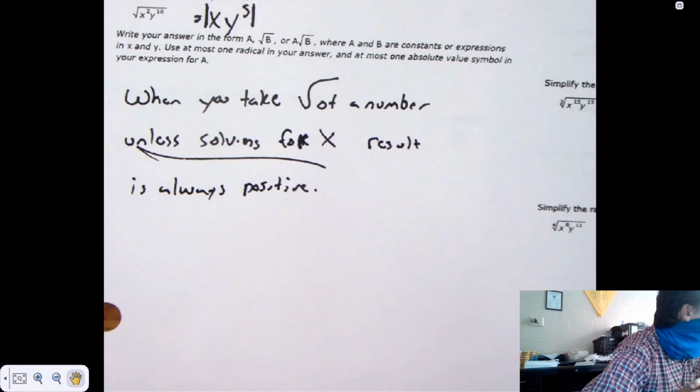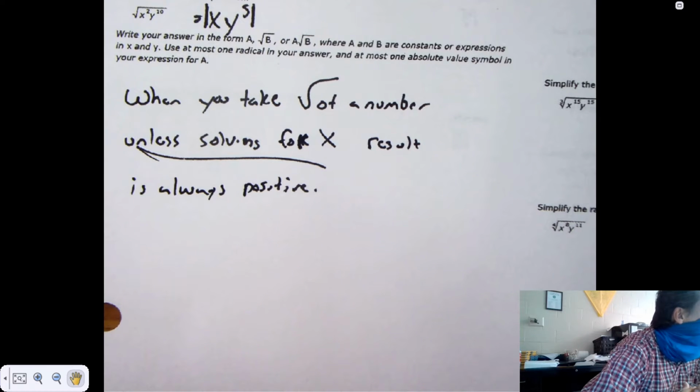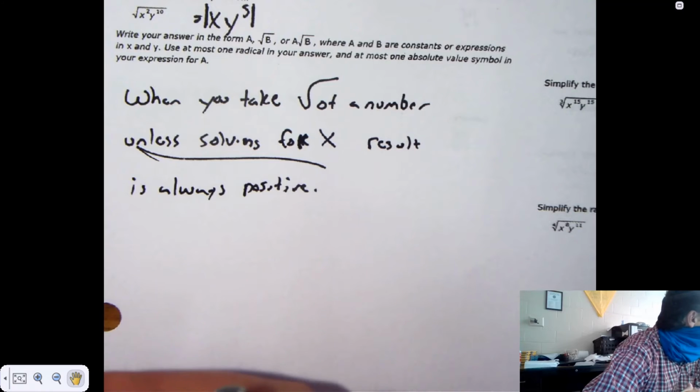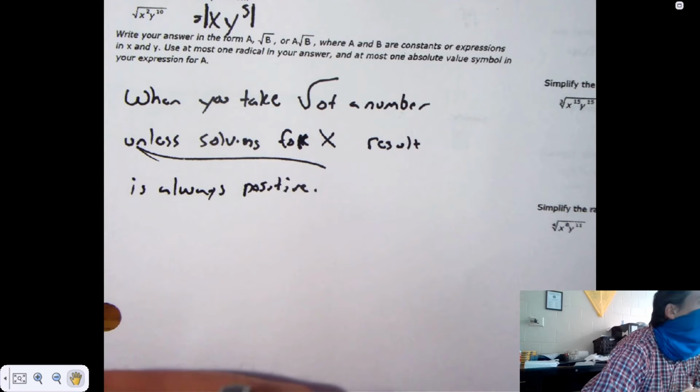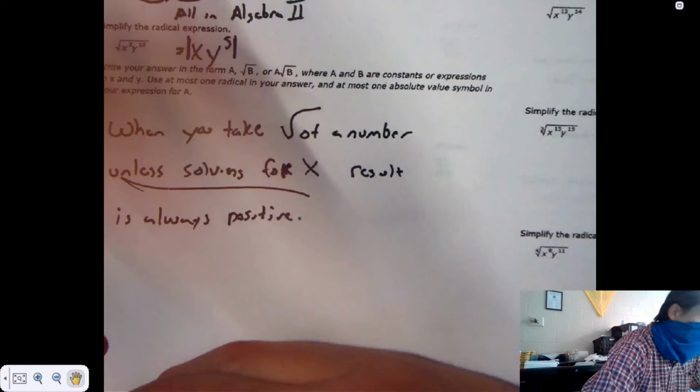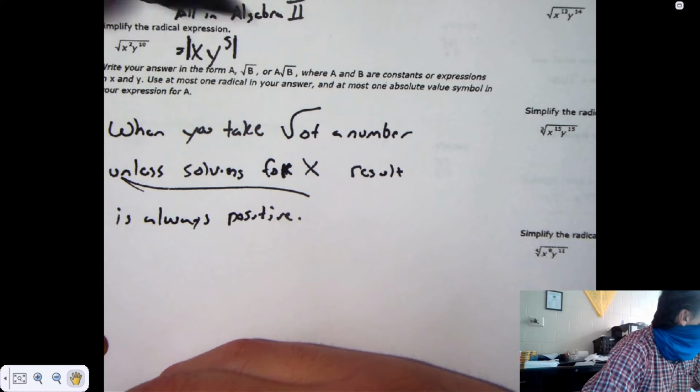I'm glad you remember plus or minus, but that only applies if you're solving for an unknown. If somebody asked me what the square root of 100 is, I'd say 10. If somebody said x squared is 100, that's when I'd say plus or minus. But by default, you only need the positive answer. So that's kind of why we encapsulate this thing in absolute value bars.